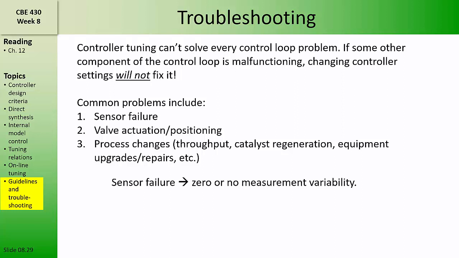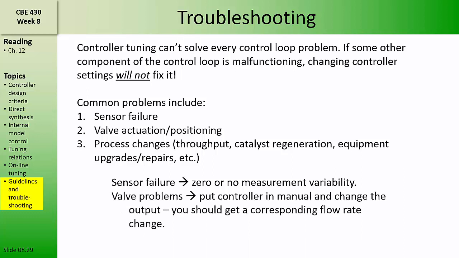Sensor failure can usually be easily diagnosed by a zero measurement or no measurement variability when you expect the measurement to be varying. To diagnose valve problems, you should put the controller in a manual mode and change the controller output to see if you get a corresponding flow rate change, or if that flow rate change doesn't behave as expected. If there have been process changes, these of course should be documented, and if that's the case, then often the controller does indeed need to be retuned. Process changes include things like replacing, upgrading, or repairing equipment.